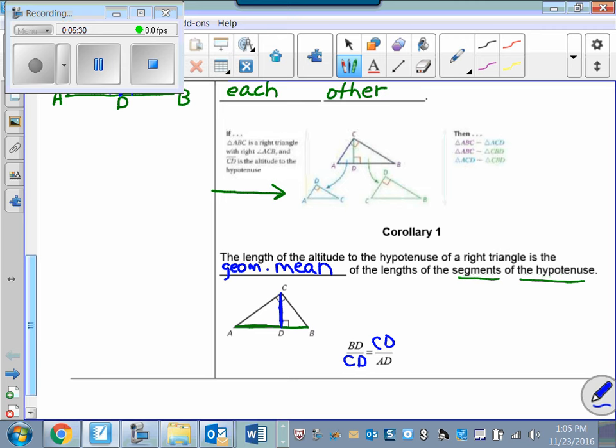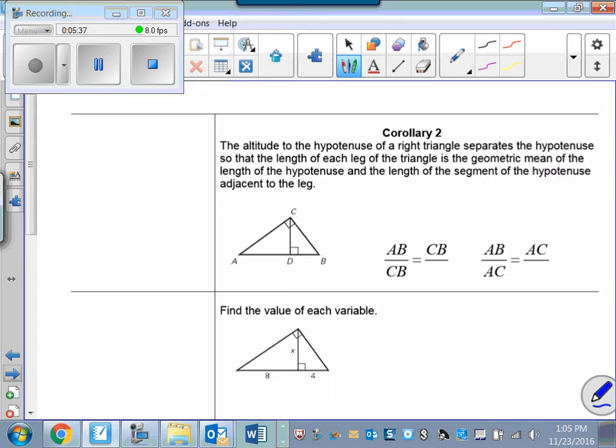Okay? Now, corollary number 2. This is the one you're going to have to spend some time with in order to keep it straight. I'm going to read the words, and the words probably are not going to mean a lot to you.